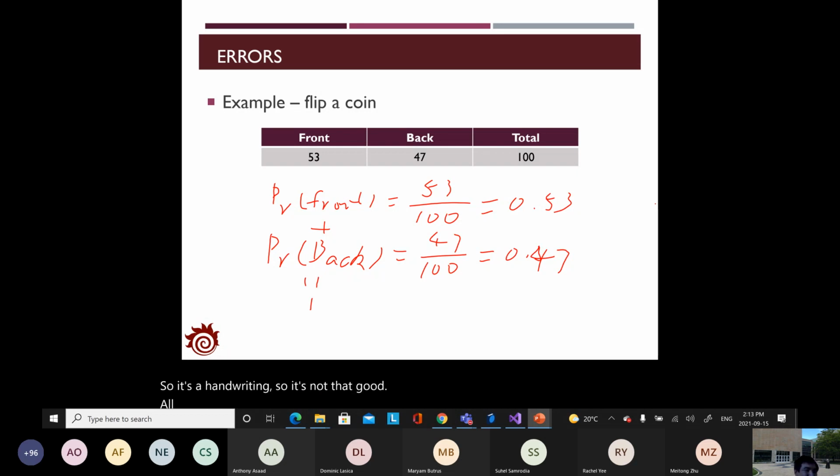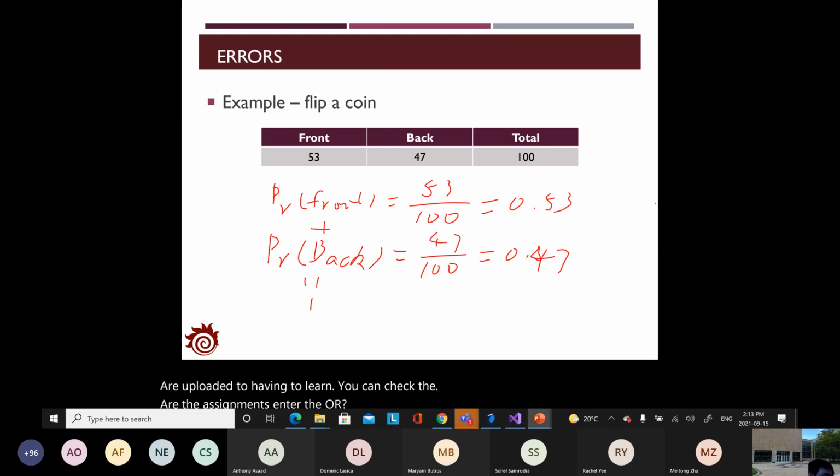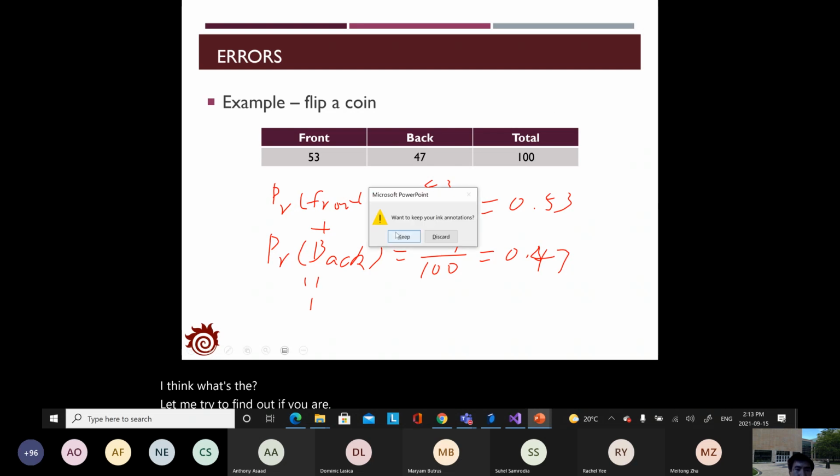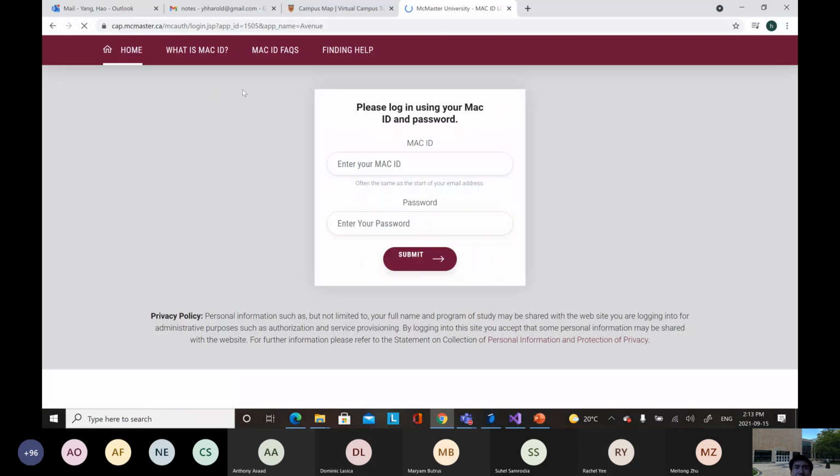For the homework assignment, I see the question about where you can find it. The homework assignment will be uploaded to Avenue to Learn. You can check the assignments under the, let me try to find it. Let me go to Avenue to Learn. Your interface might be a little bit different from mine.